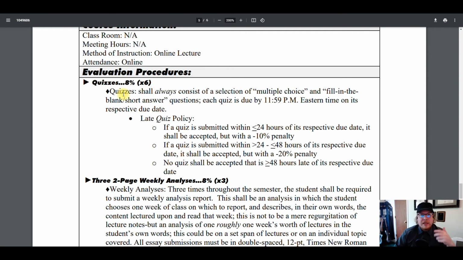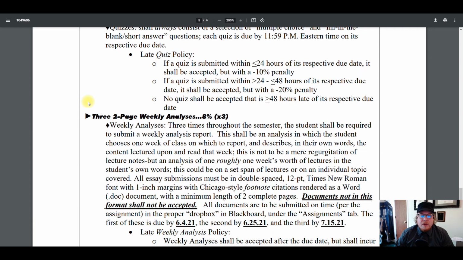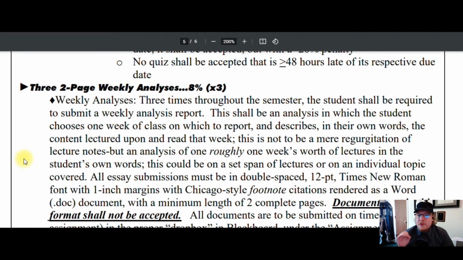So we talked about the quizzes. Like I said, we'll have a section of material to do. The stuff you need to do for quiz 1 will be popping up today, for example. So to summarize, there are 6 quizzes, each worth 8% of your final grade. Then there are also 3 2-page weekly analyses, also each worth 8%. So everything except for the final exam is worth 8%. Let me go ahead and say that. Every assignment is worth 8%, with the exception of the final exam, which is worth 20%.